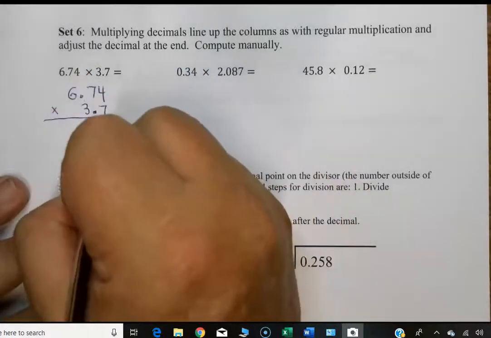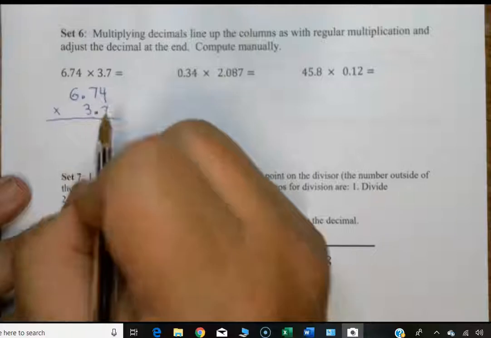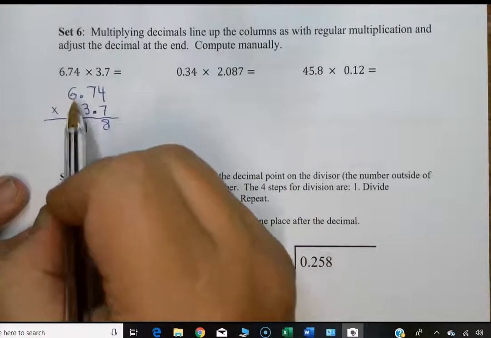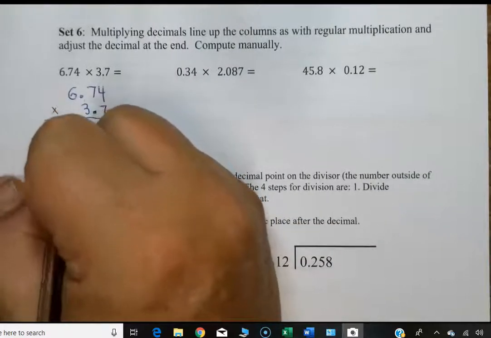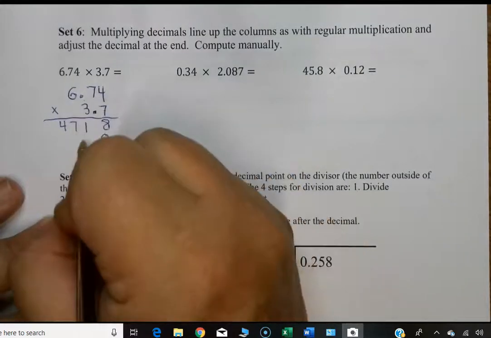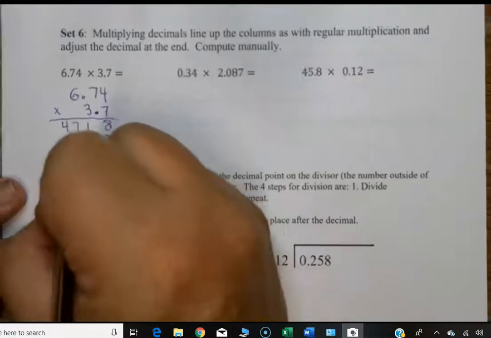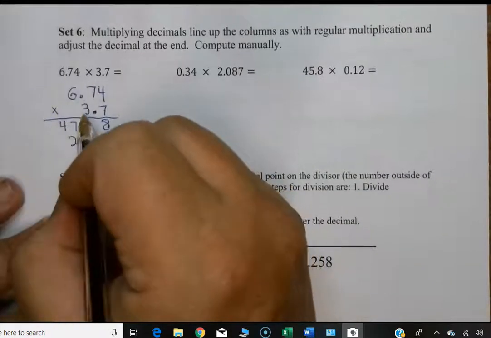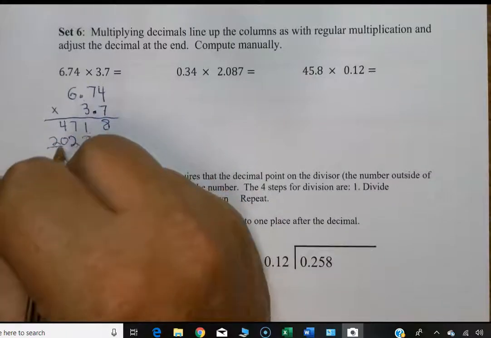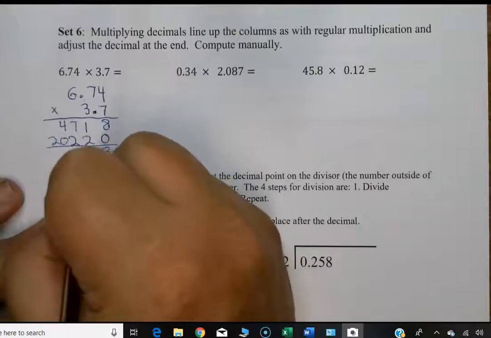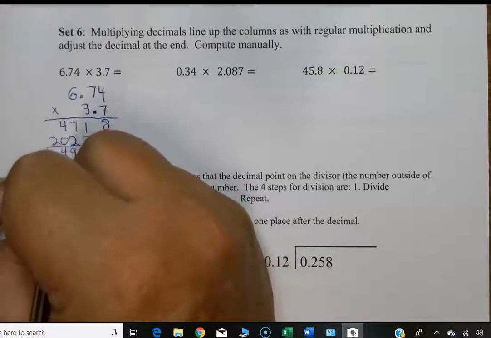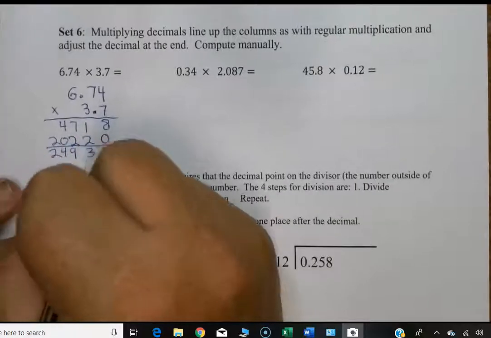So 4 times 7 is 28. You carry the 2 up here. 7 times 7 is 49 plus 2 is 51. You carry the 5. 7 times 6 is 42 plus 5 is 47. You put a 0 placeholder there. Now 3 times 4 is 12. You carry the 1. 3 times 7 is 21, 22. You carry the 2, and 6 times 3 is 18, plus 2 is 20. And now you add 8, 3, 9, 4, 2. You have 5 digits there.